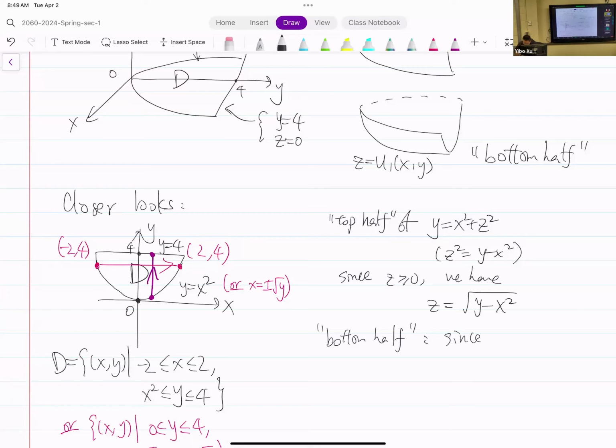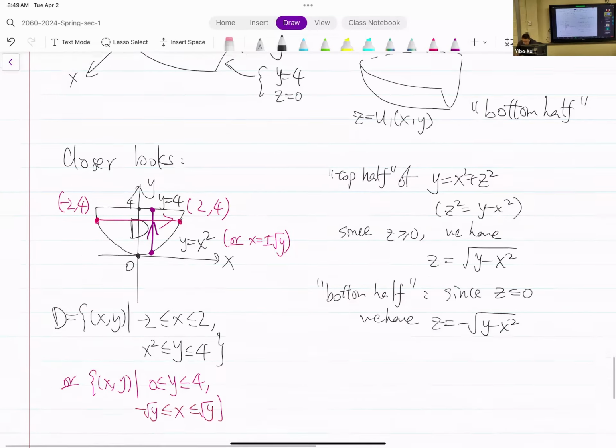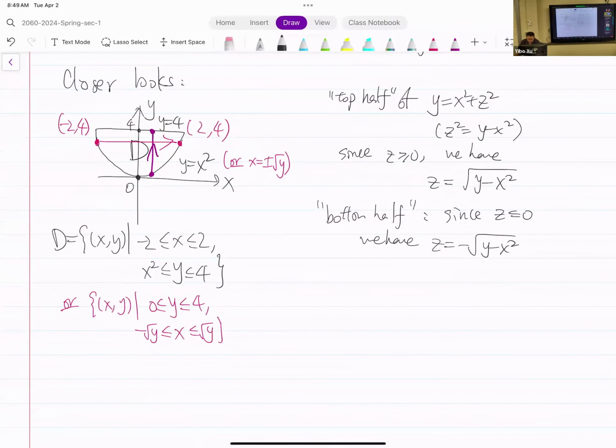that's beneath the xy plane. So the z is non-positive. We have z to be the negative of the square root. So we have U2 and U1 respectively. So now we do have everything we can put together and we can put the things down.